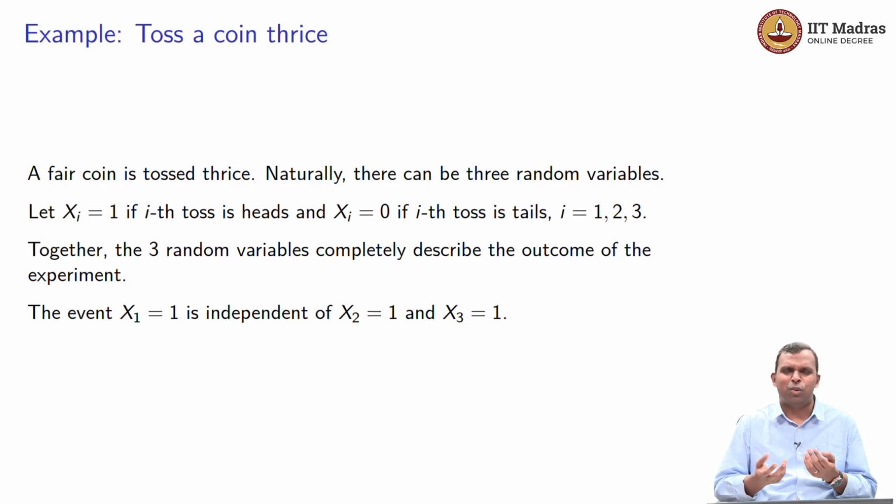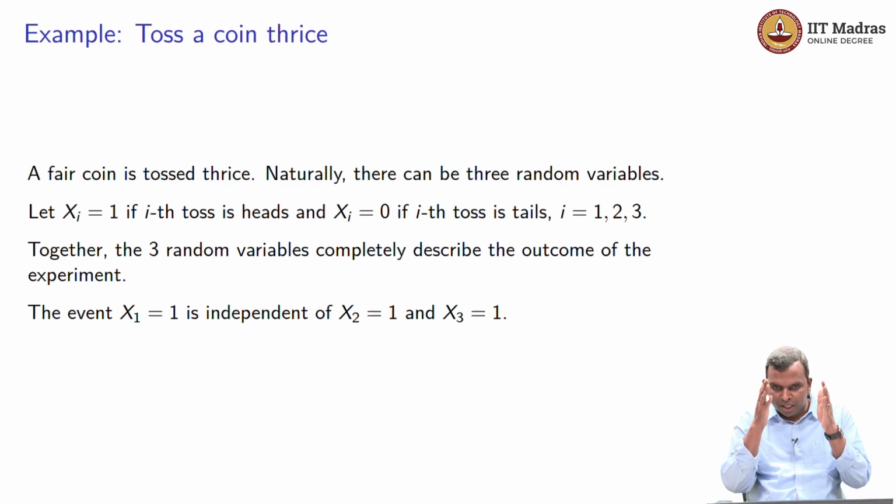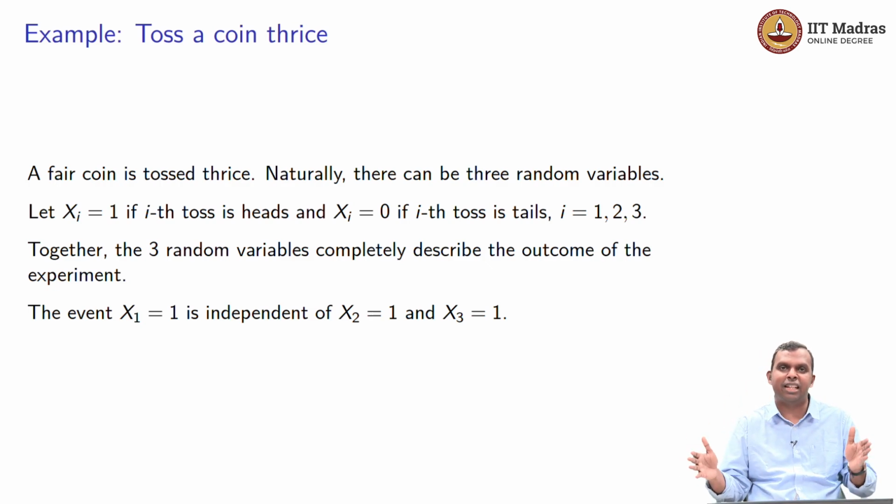There are really only very few events we can define here. It's just 0 and 1, but still, x1 equals 1 is independent of x2 equals 1, and it's independent of x3 equals 1. So even though all of them live in the same probability space, each random variable talks about independent occurrences in the experiment, and so if you define events with each of them separately, those events are going to be independent.